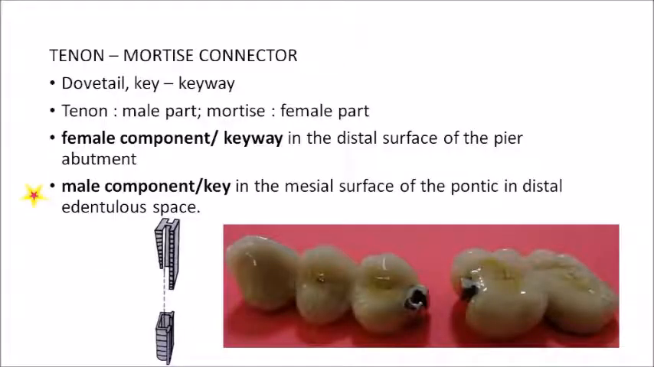Tenon mortise connector. This is a non-rigid connector. It is also called a dovetail connector or keyway connector. It basically consists of a male and a female part. The male part is known as the tenon and the female part is known as the mortise. The main objective of using such connectors is that if we are using a cast connector, a rigid connector, in a long span FPD, due to biomechanical movement, there will be movement of the denture which causes deflection of the denture. So the denture might get dislodged in such cases.